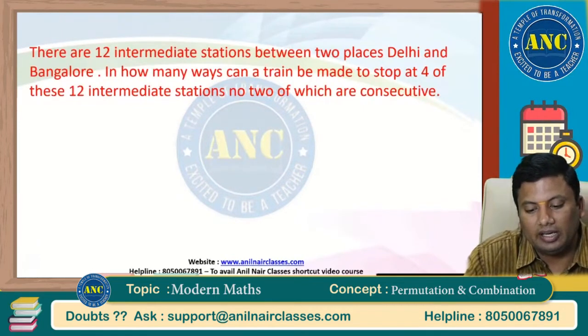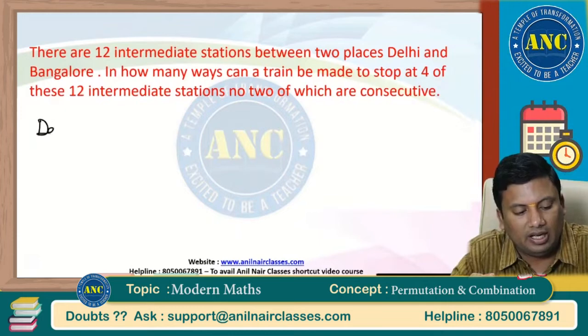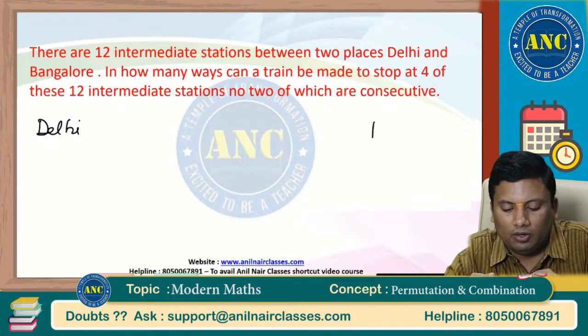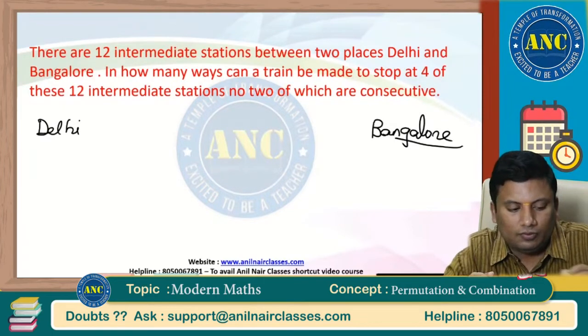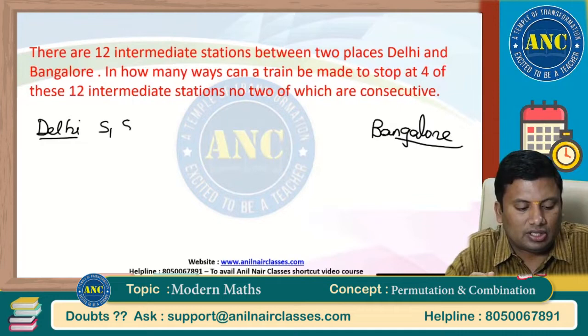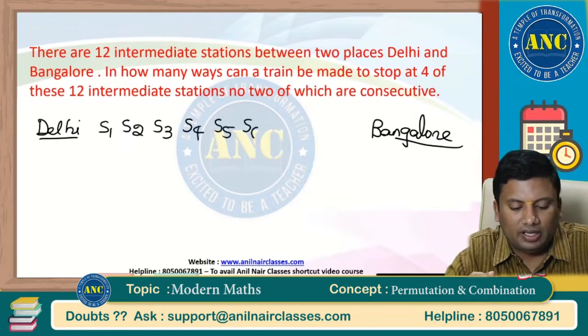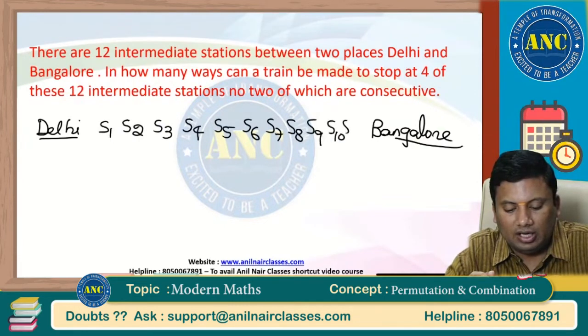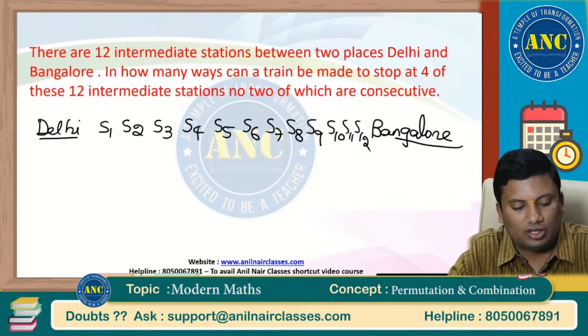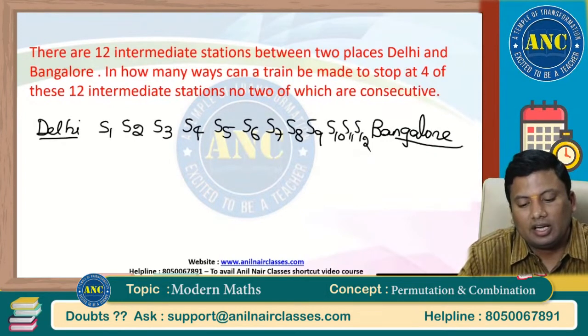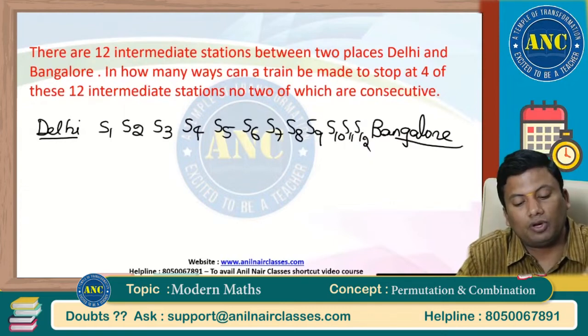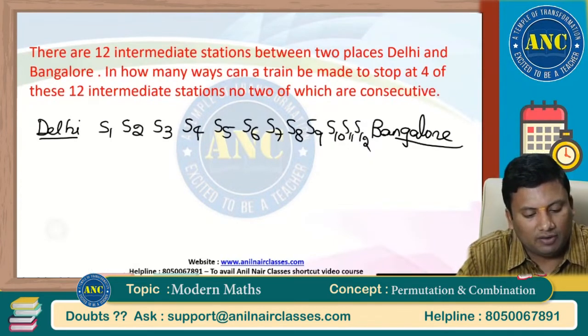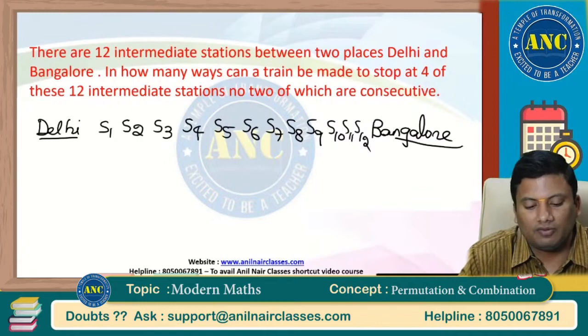There are 12 intermediate stations between Delhi and Bangalore. There is Delhi and Bangalore. There are 12 intermediate stations: S1, S2, S3, S4, S5, S6, S7, S8, S9, S10, S11, S12. This is the question. In how many ways can a train be made to stop at 4 of these stations, any 4 of these stations, such that no 2 of them are consecutive?